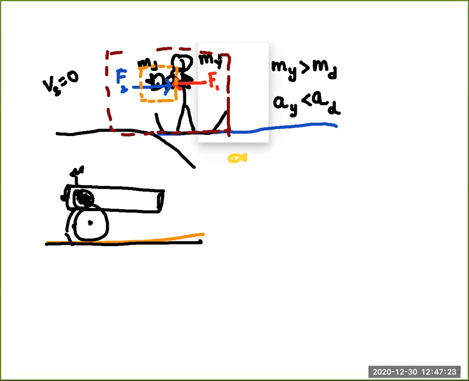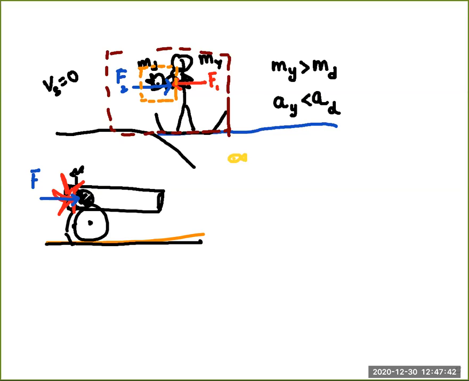So when the charge inside this, basically it will be some kind of gunpowder, blasts, then what is going to happen is there is going to be a pair of forces. Okay, what is that? The cannonball is going to be pushed forward.